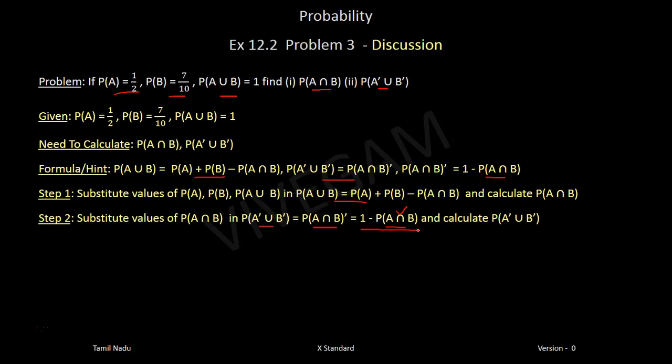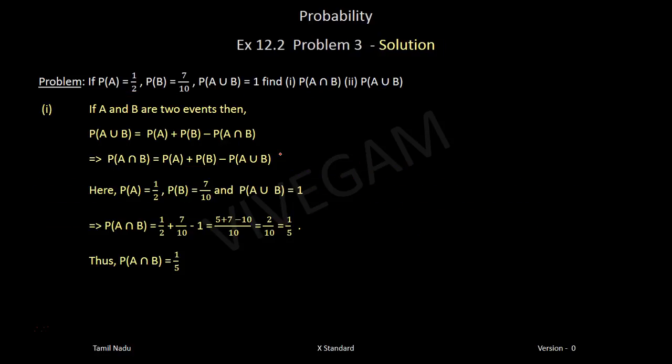Okay, right. Now let's do this problem. So A and B are two events, and the normal formula is probability of A union B equals probability of A plus probability of B minus probability of A intersection B. So this goes to the other side. So probability of A intersection B is probability of A plus probability of B minus probability of A union B. So we are given all these values here. Substitute these values in this formula. You will get probability of A intersection B as probability of A is half, probability of B is 7 by 10, and probability of A union B is 1.